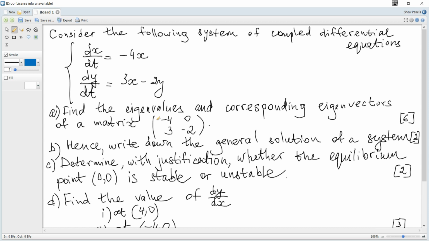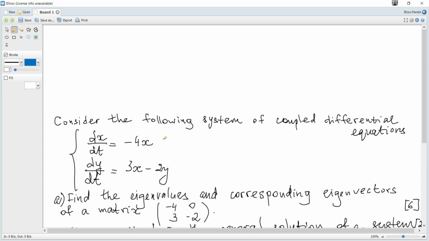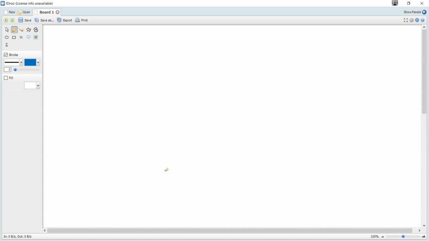Consider the following system of coupled differential equations. A. Find the eigenvalues and corresponding eigenvectors of a matrix. So how to find the eigenvalues and the corresponding eigenvectors? We should consider the determinant of the next matrix: negative 4 minus lambda, 0, 3, negative 2 minus lambda. And this determinant must be 0.